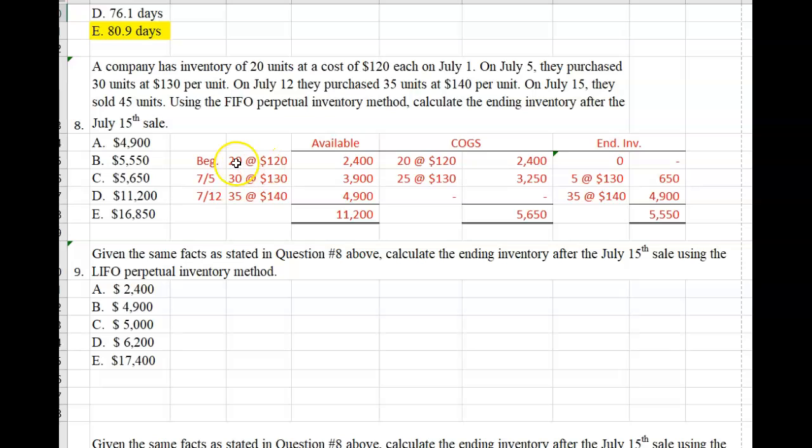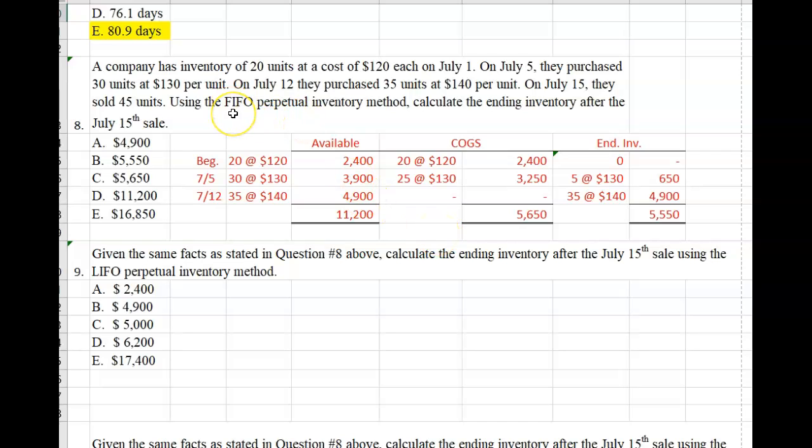I laid out the beginning inventory of 20 units at $120 is $2,400 available for sale. July 5th purchase of 30 units at $130 is $3,900 available for sale. And July 12th purchase of 35 units at $140 equals $4,900 available for sale. So I added all three of those layers to calculate a total of $11,200 inventory available for sale before that July 15th sale. I did not have to calculate cost of goods sold. It's not called for in this problem, but it helps me to stay organized.